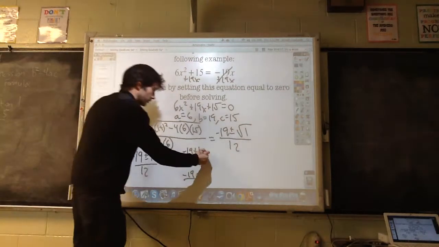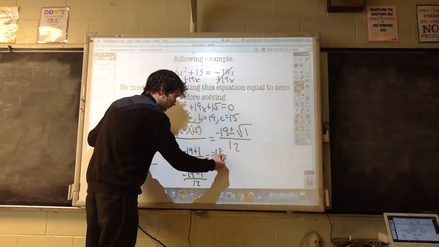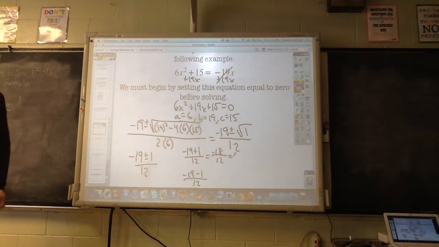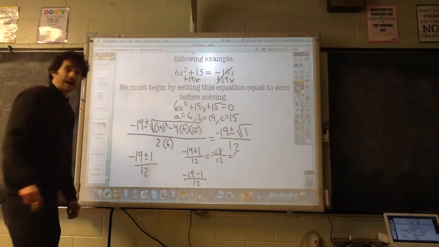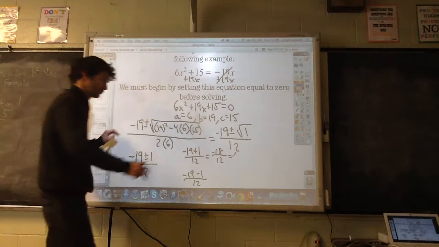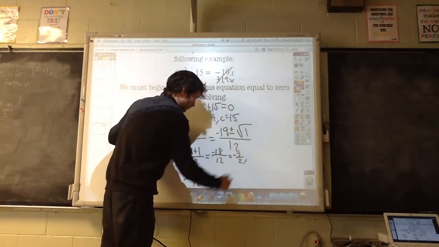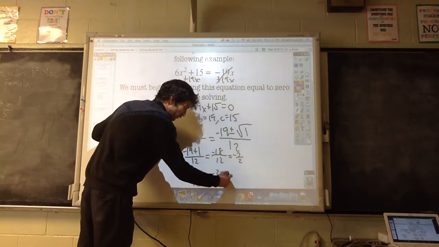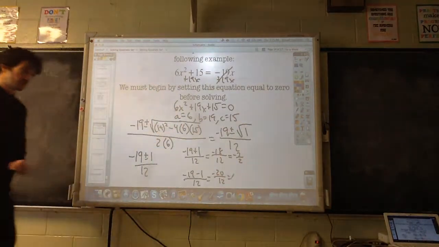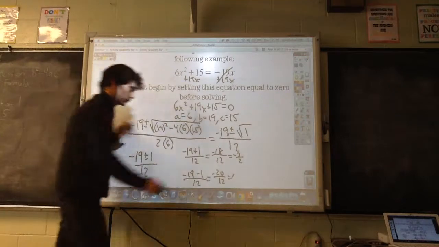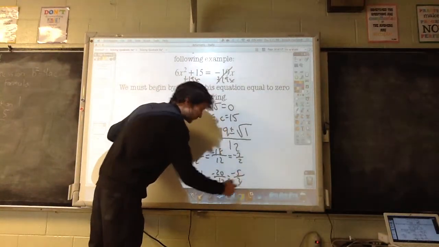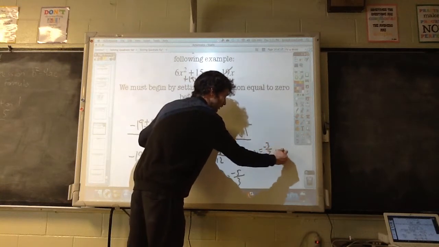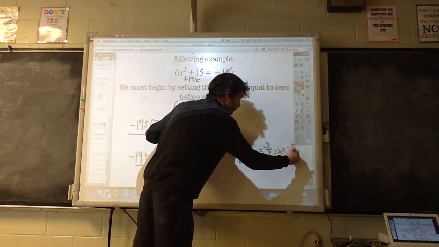Negative 19 plus 1 is negative 18 over 12. And that's not going to be a whole number, but it will simplify. It's negative 1.5. Okay, so give me the fraction, please. Negative 3 over 2. Okay, and negative 19 minus 1 is negative 20 over 12. Again, I'm going to get a fraction, but it will simplify. Negative 5 over 3. And so my final answer would be x equals negative 3 over 2, and x equals negative 5 over 3.